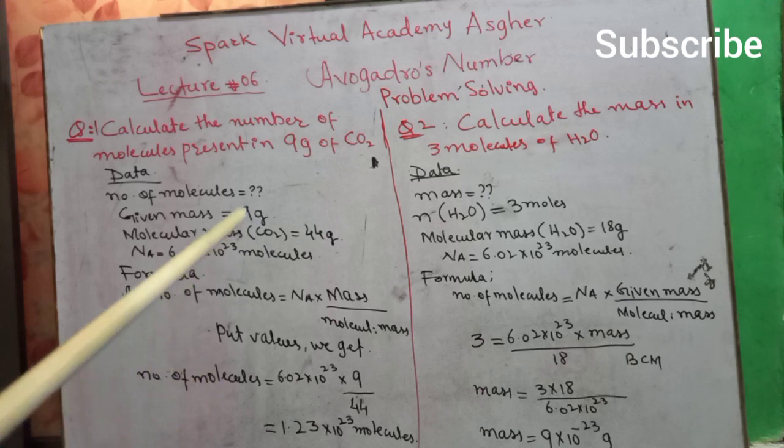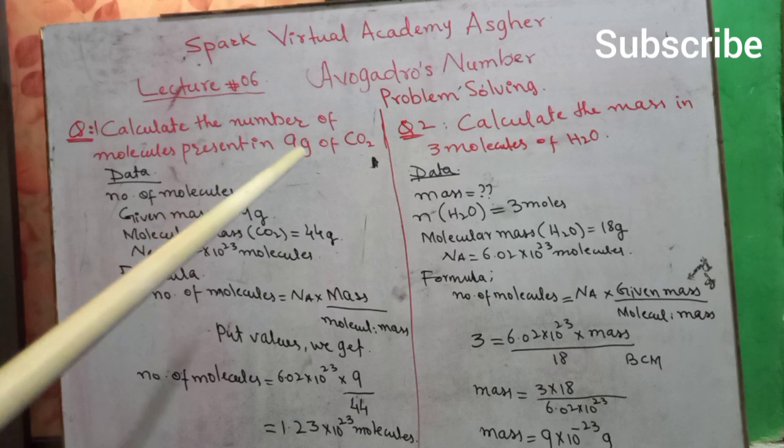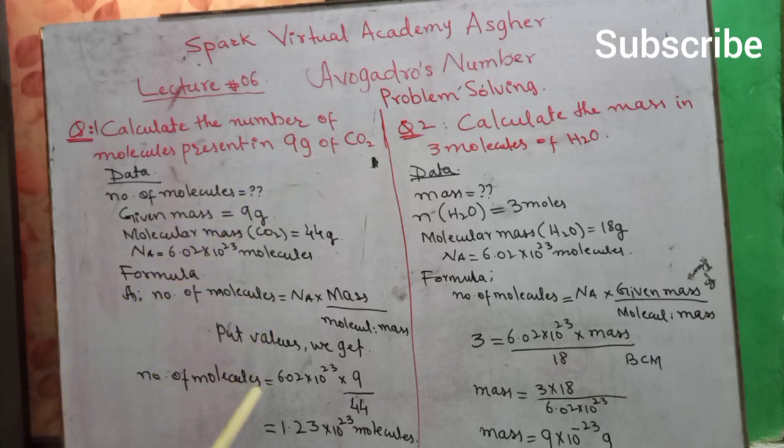Hence, we can say that in 9 gram of carbon dioxide, there are 1.23 multiplied by 10 raised to power 23 molecules.